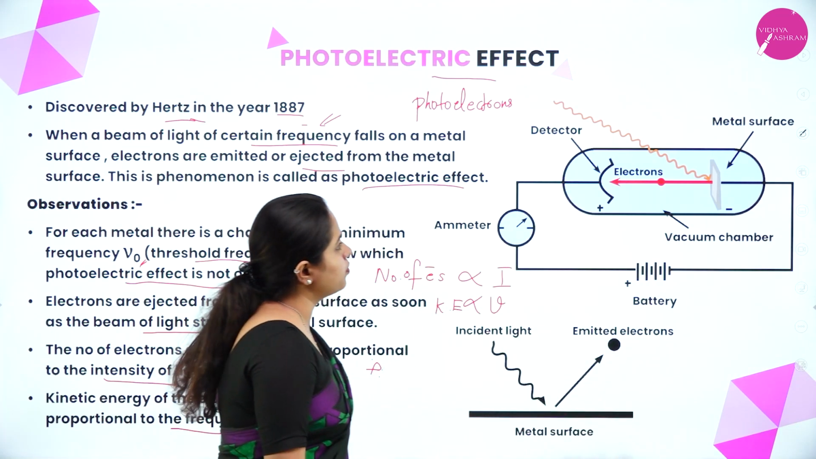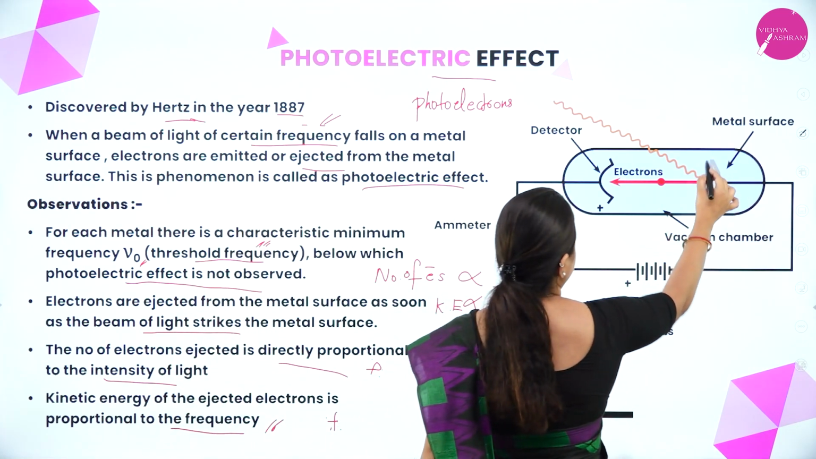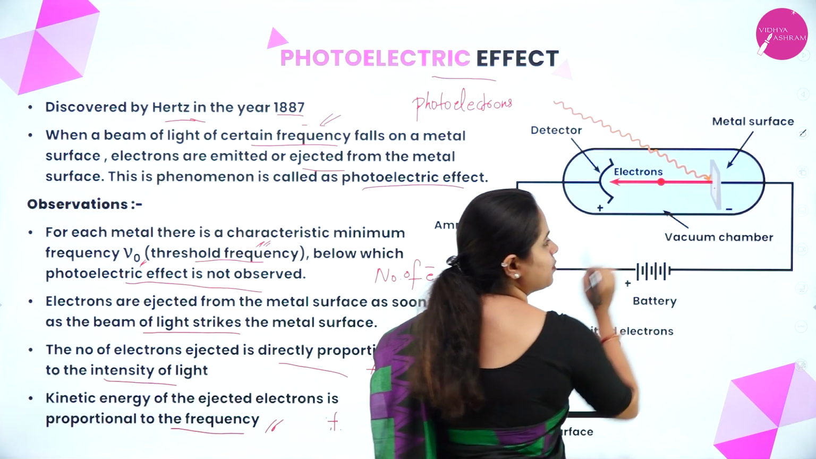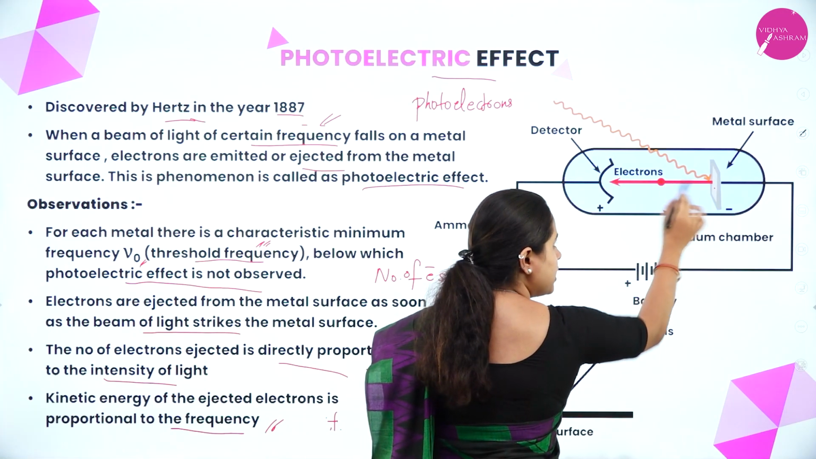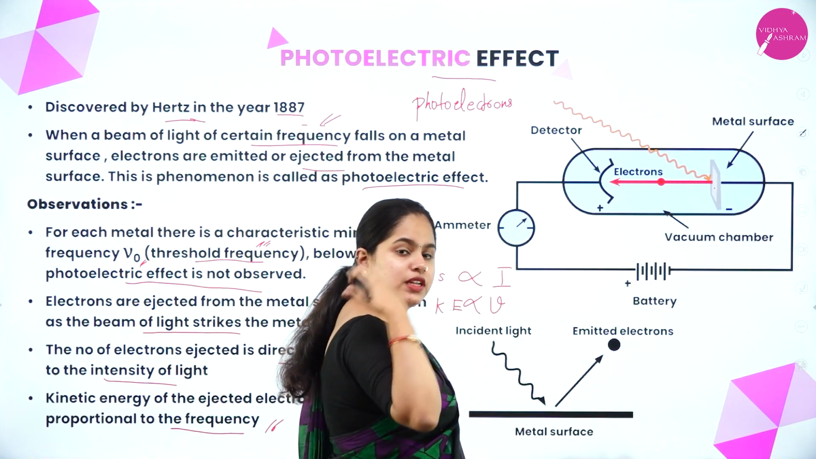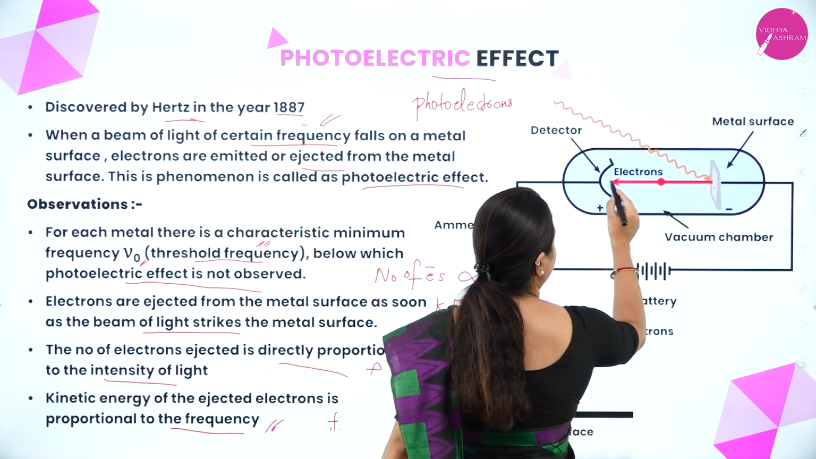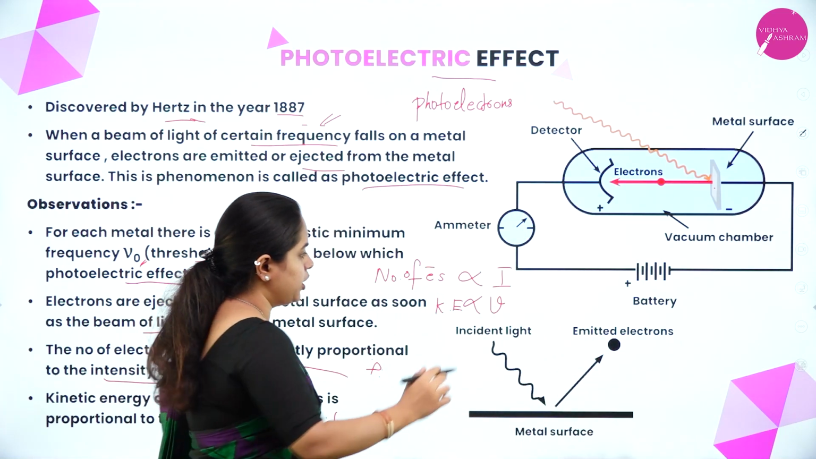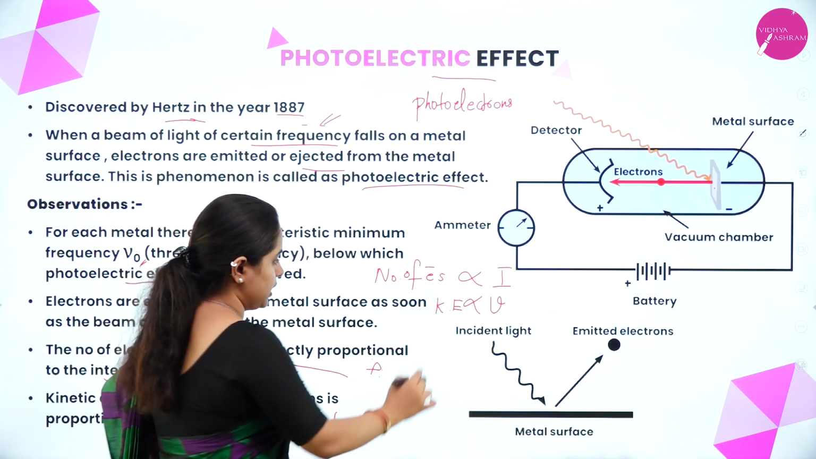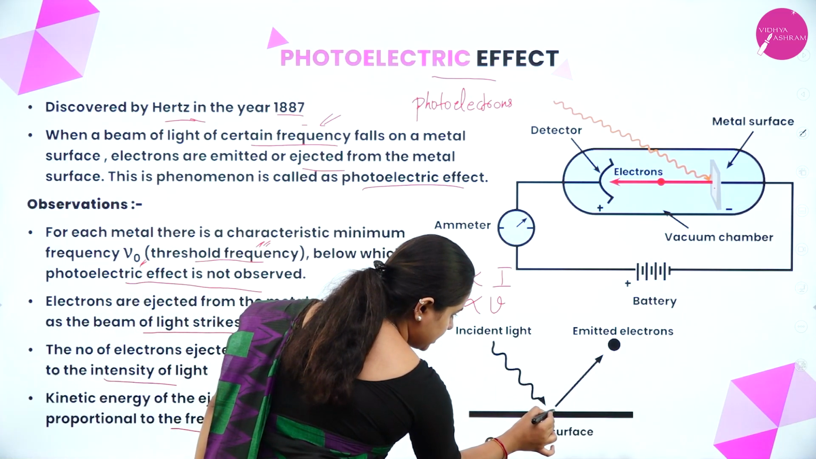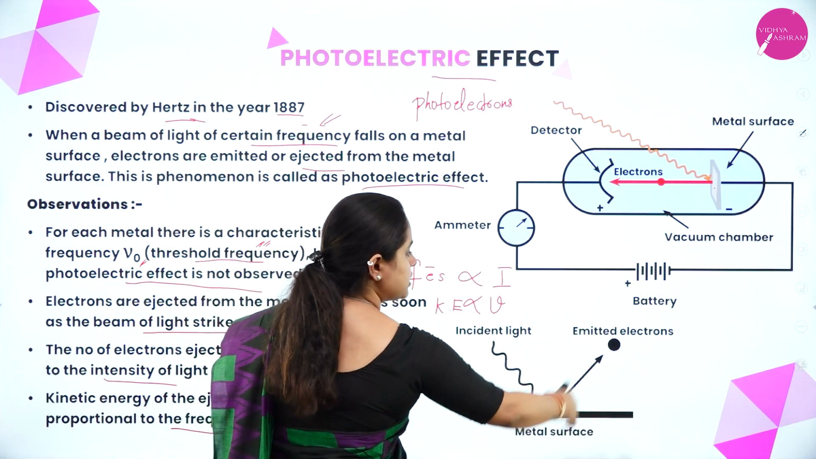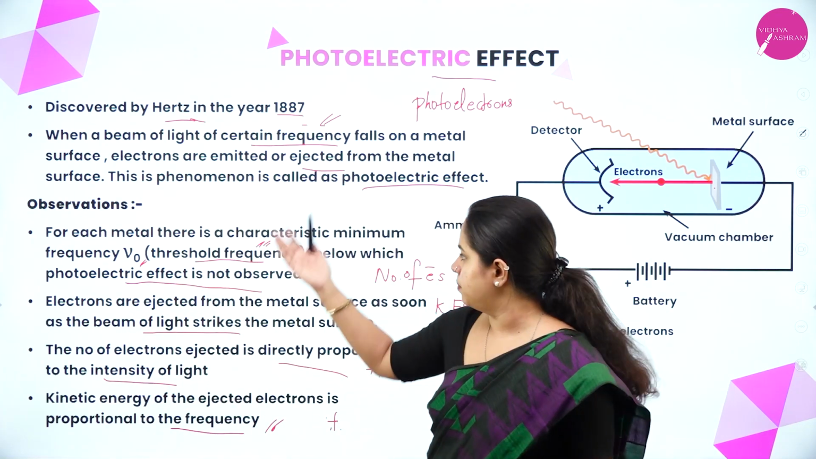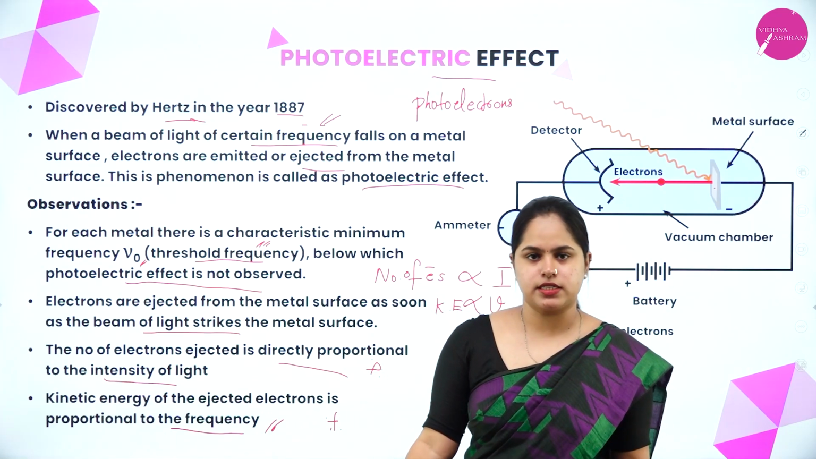So as you can see from the diagram, there is a metal surface here, and a light is made to fall on this metal surface. As soon as it falls, the metal will start ejecting your electrons, which are detected by the detector in here. You can use this diagram also. This is the incident light. As soon as it touches the metal surface, it starts ejecting electrons. Now, the properties or the observations that were made is what we discussed now.